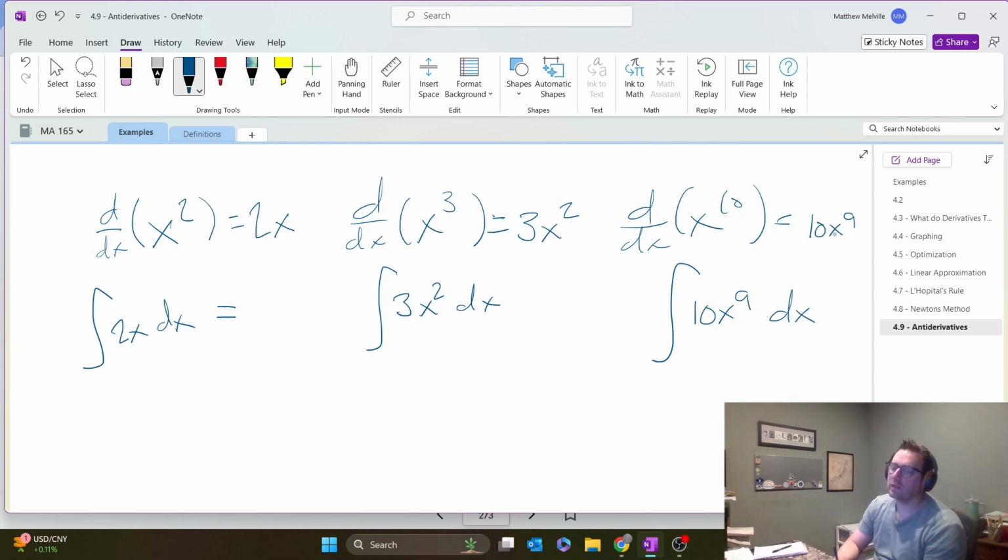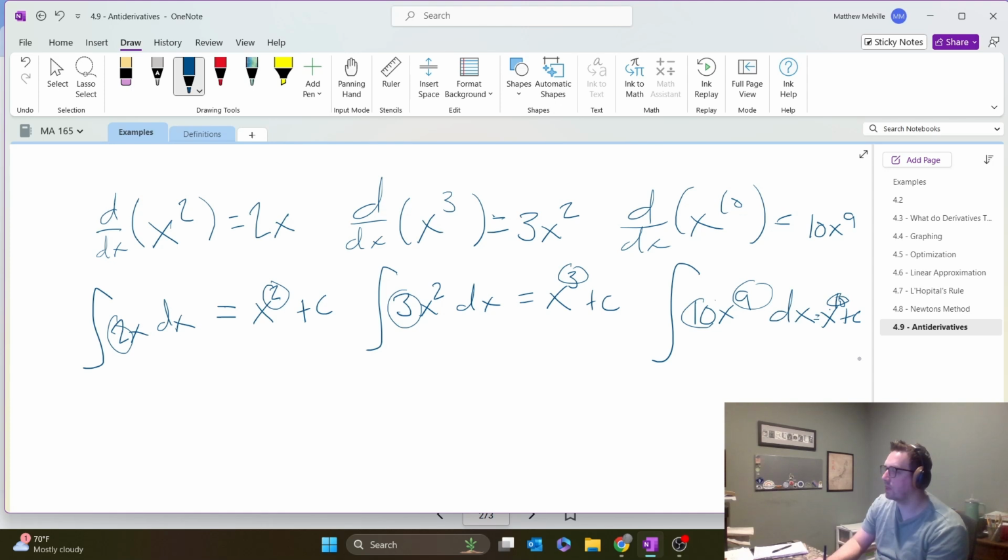Now I know if I take this up here, so what I need to get back to is x squared, right? So what I can do is say, okay, well, this is going to be x squared plus c, and this one's going to be x cubed plus c, and this is going to be x to the 10th plus c. So notice right here, this 2 and this 2 are right there, this 3 and this 3 are right there, this 10 and this 10 are right there.